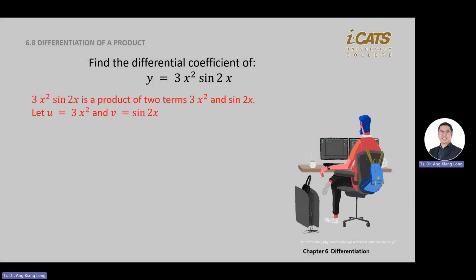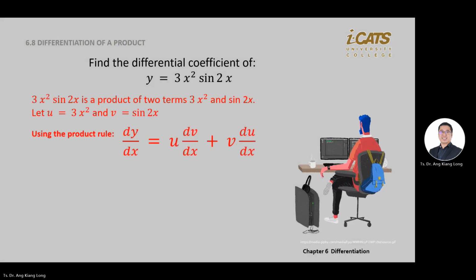So the first step, always write what your u is and what your v is. You always write let u equal what, let v equal what. When you see a multiplication of functions, this is the first step. Then recall the general rule for the product rule: dy/dx equals u dv/dx plus v du/dx. Fixed already. Then the rest is substitution.